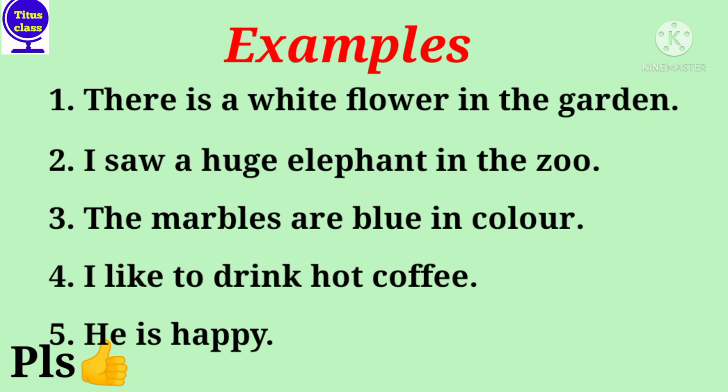First one, there is a white flower in the garden. So, what is the color of the flower? White. So, I will underline white. Second one, I saw a huge elephant in the zoo. Size of the elephant? Huge. So, I will underline huge. The marbles are blue in color. Again color. Blue color marble. So, I will underline blue.